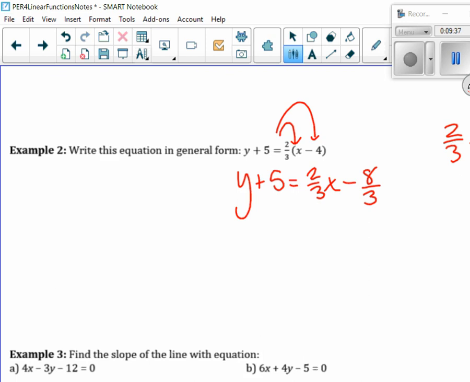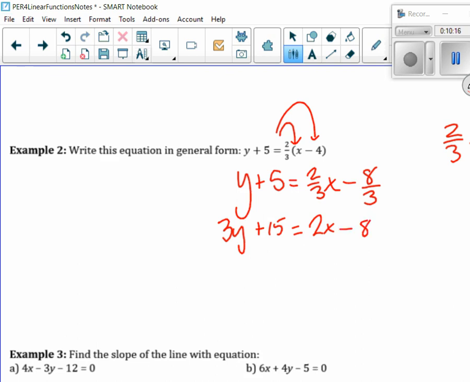We good? Now, what was the trick to get rid of the fractions? Multiply by the common denominator. So, what is it? What do I have to multiply here by? 3. So I'm going to multiply each and every term by 3. So what do I get on the left side? 3y. What do I get with the 5? Plus 15. What do I get for the 2/3 x? I just get a 2? I get a 2x, yes. And what do I get when I multiply minus 8 over 3 times 3?